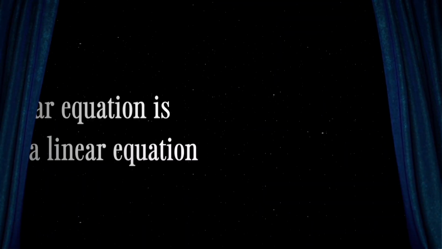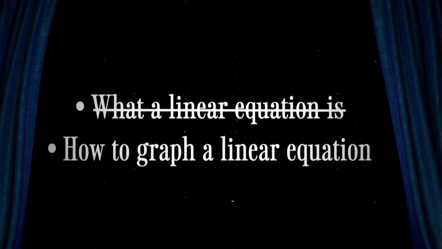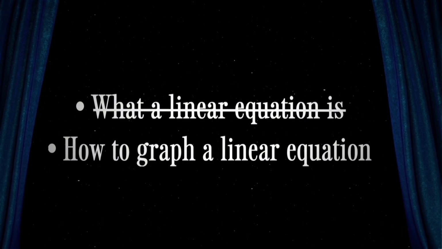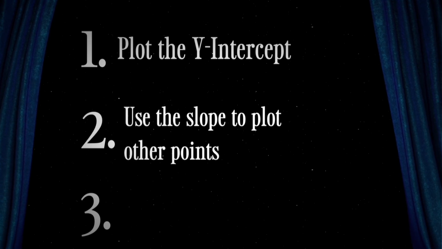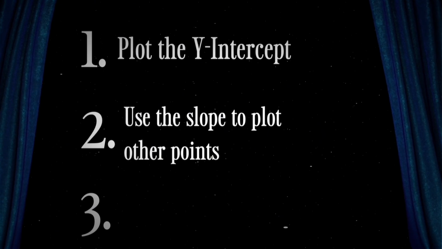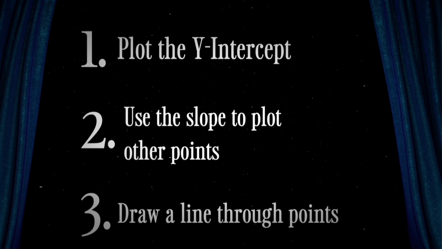Okay, so far, we've learned what a linear equation is and how to solve them. Now, we'll learn how to graph a linear equation. The first step in graphing a linear equation is to select the y-intercept. Then, you'll use the slope to plot other points. Finally, you have to draw a line through the points to complete the graph.